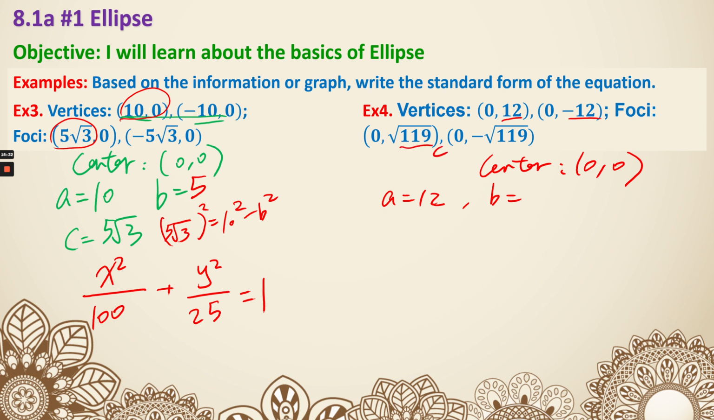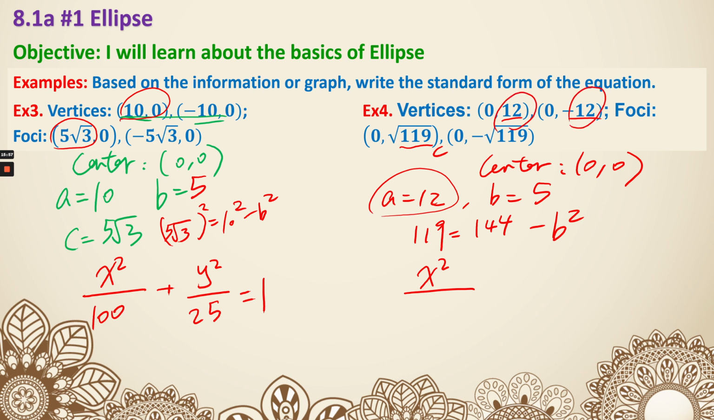That's a C, so we know C squared, 119, equals A squared, which is 144, minus B squared. You may figure out our B squared is actually 25, so B is yet 5 again. Now we can write our equation: x squared over, this time the A is on the vertical one, so of course it's not under A squared. It's got to be the other number, the B squared, so 25. Then plus y squared over 144. And that is equal to 1.